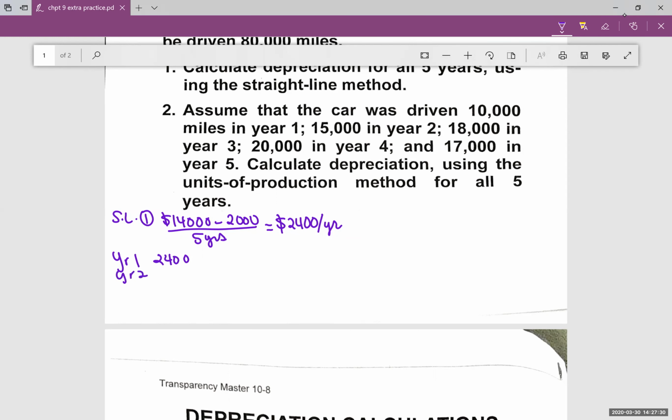Year 2, $2,400. Year 3, $2,400. Year 4, $2,400. Year 5, $2,400. Every year under straight line is the same amount of depreciation expense. That adds up to $12,000. Why is it only $12,000? Why is it not $14,000? The difference is really the $2,000 residual value, because it still has $2,000 of value left.